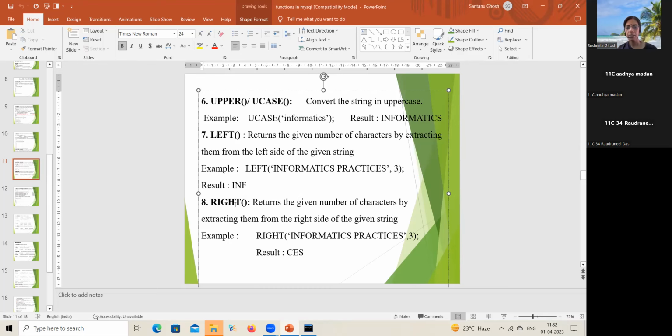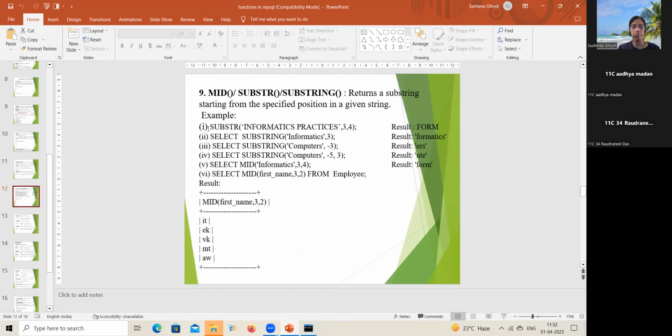ठीक है? Right में the same thing he does from the right side, but doesn't display in the reverse order. He counts. अच्छा, 1 character चाहिए, then 2 भी चाहिए, then 3 चाहिए. But display वो CESE कर रहा है, SEC नहीं कर रहा. Okay, displayed in the same order. Okay, left and right. Let's move on to next function, that is substring.